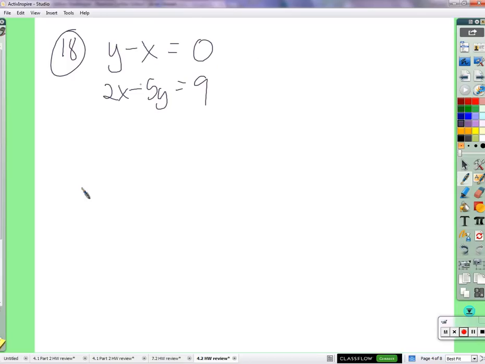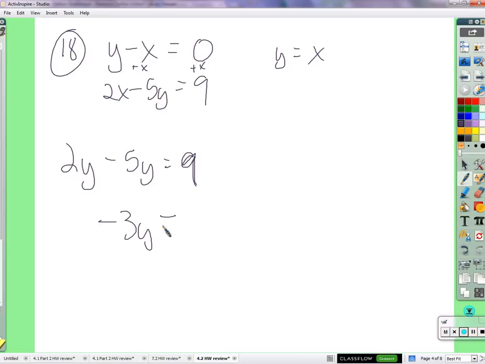But in that first equation, what could we solve for very easily in one step? If we add x to both sides, x equals y. Hardly be an easier substitution, right? Y equals x, x equals y, so either replace x with y or y with x. It doesn't matter. So 2x becomes 2y, minus 5y equals 9. So 2y minus 5y is negative 3y equals 9. Y equals negative 3. If y equals negative 3, then what does x equal? X equals negative 3, because they equal each other. So negative 3, negative 3.